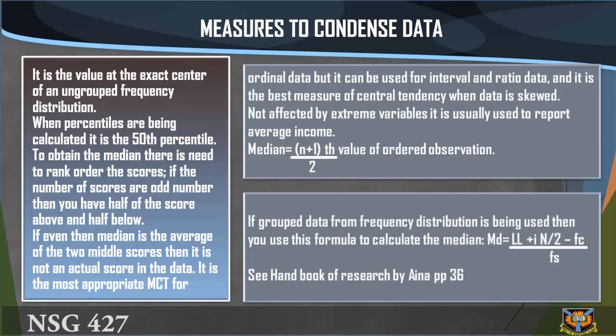Median is equal to the (n plus 1) over 2 value of the ordered observation. If grouped data from a frequency distribution is being used, then you use this formula to calculate the median. MD is equal to LL plus (i over f) times (n over 2 minus FC).